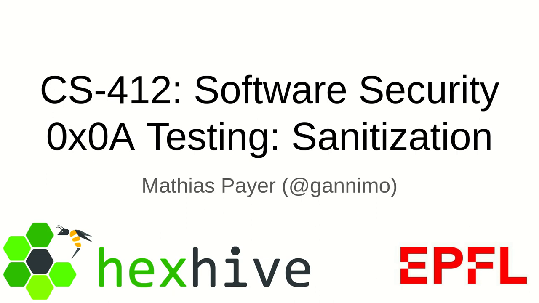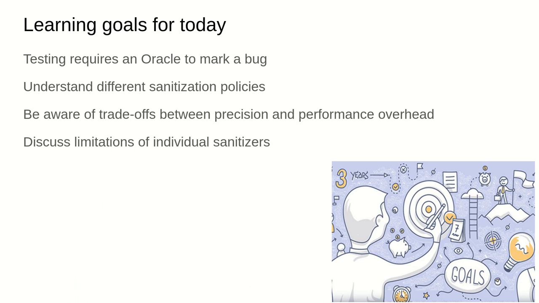This is the speedrun of OX08 testing, and today we're going to focus on sanitization. Let's start with the learning goals for today. Testing requires an oracle to mark a bug, and therefore we require a way to figure out that a bug has actually been triggered, and we require a signal. Understanding what this signal is and how this signal works is a key component of today's class.